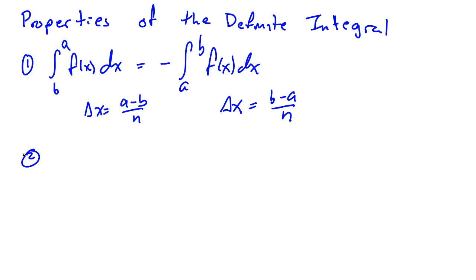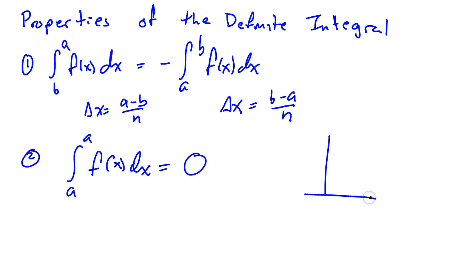Property number two, this perhaps is self-evident, that the integral from a to a of f of x dx is equal to 0. I see this two different ways. The picture is, here's my function, y equals f of x, and I'm going to integrate starting at a and ending at a, and I'm looking at the area underneath the graph over that point. Well, the width is 0, and so I don't care how tall it is, the area is 0.